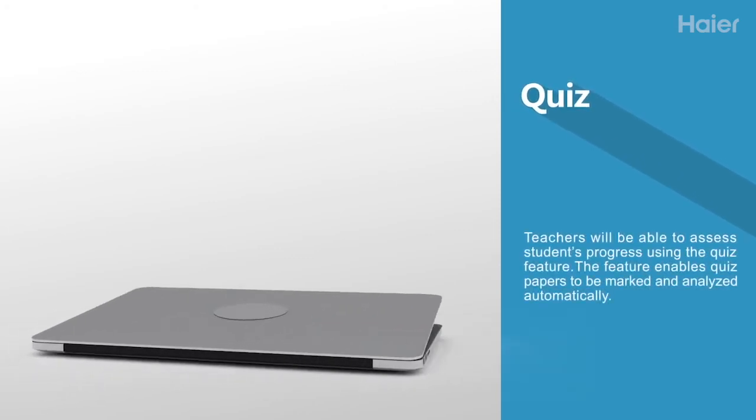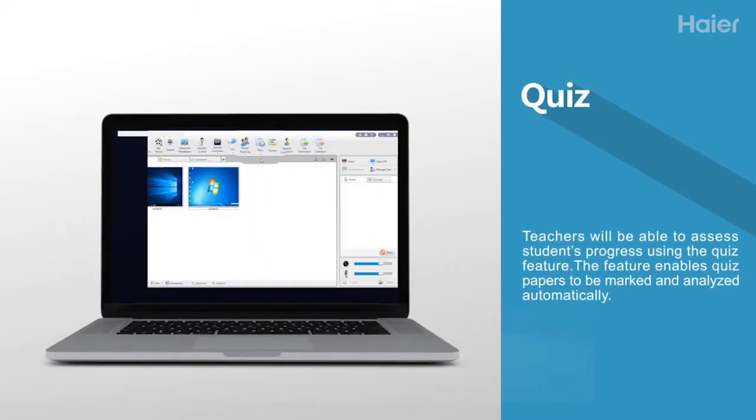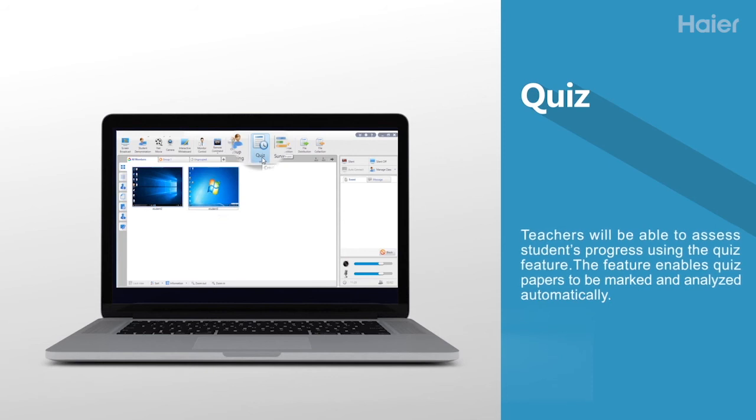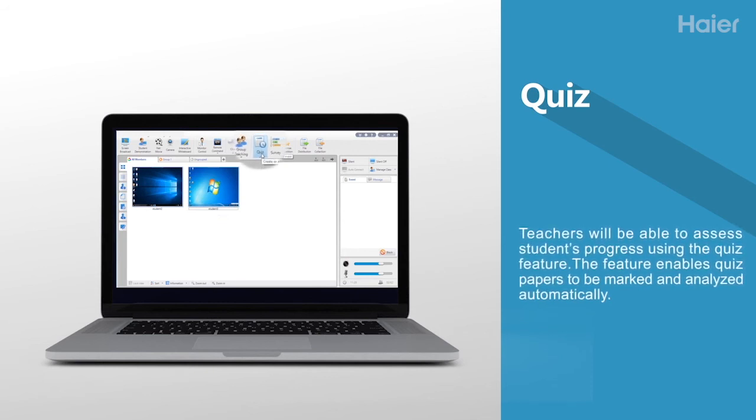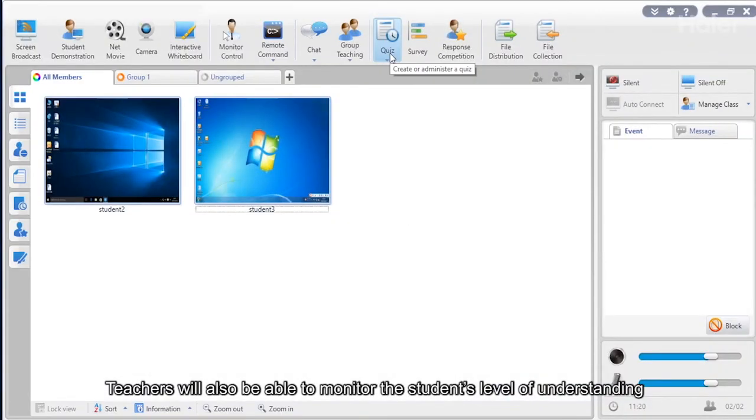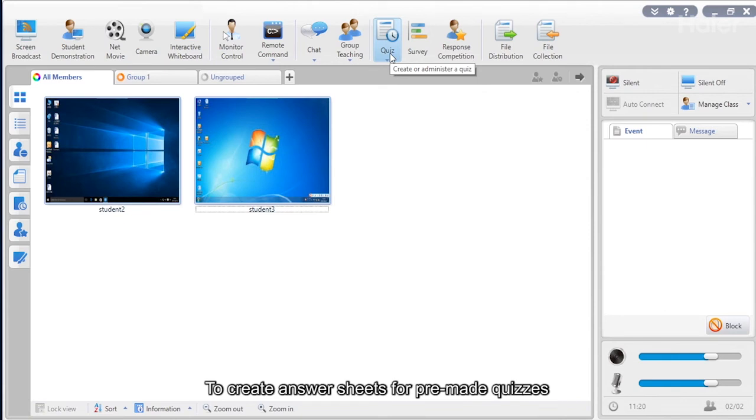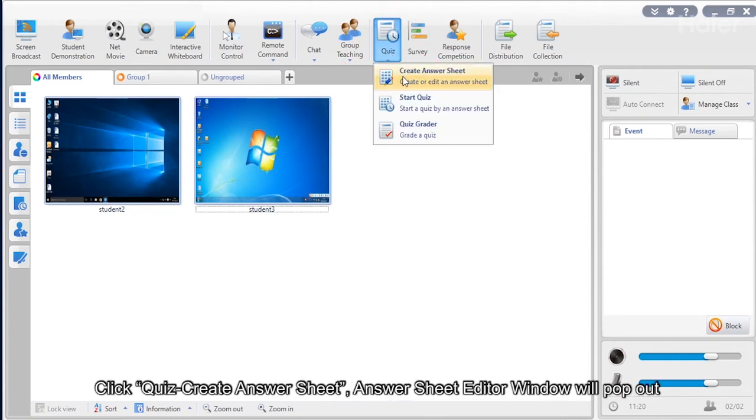Quiz. Teachers will be able to access students' progress using the quiz feature. The feature enables quiz papers to be marked and analysed automatically. Teachers will also be able to monitor the students' level of understanding and progress in the study programme and enjoy an efficient teaching experience. To create answer sheets for pre-made quizzes, click Quiz, Create Answer Sheet.